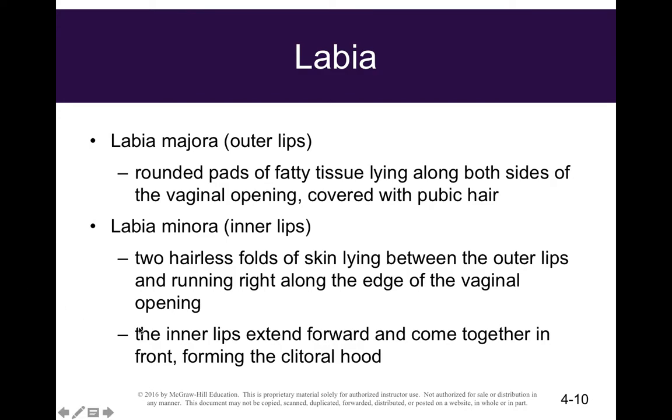The labia minora, or their inner lips, extend forward and they come together in the front to form the clitoral hood, and they come together in the back to create the fourchette.